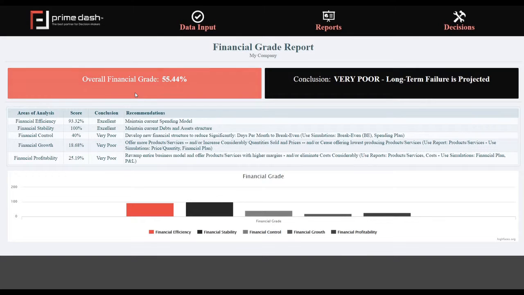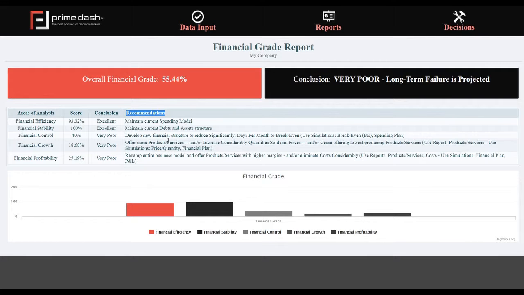Each one of these areas is calculated through a benchmarking process to determine their appropriate grades. Furthermore, PrimeDash is able to give a definitive conclusion for each one of these areas of analysis, from very poor to excellent, and also provide specific recommendations if needed to improve each score.